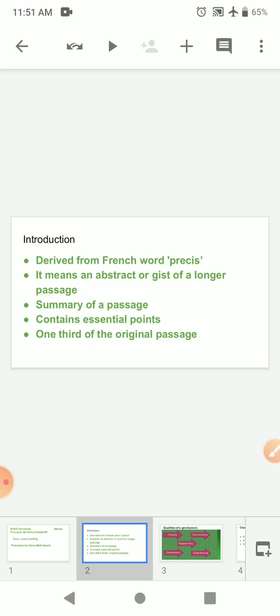So the word Precis is derived from French, which means summary, and Precis writing thus means the art of summarizing. It also means an abstract or gist of a large paragraph, and it should be 1/3 of the original passage. So keep in mind that the length of the Precis should be 1/3 of the original passage. You can count the words if you find that it's too long, but only when you have enough time.